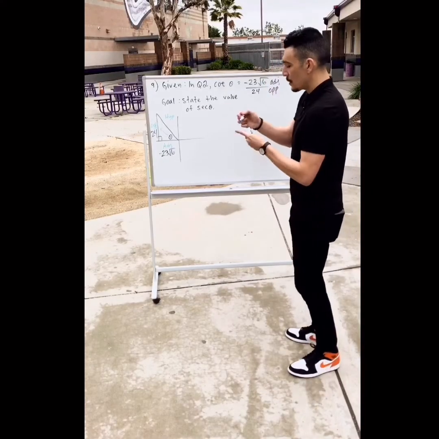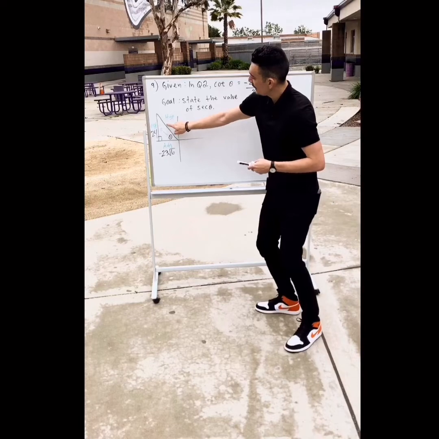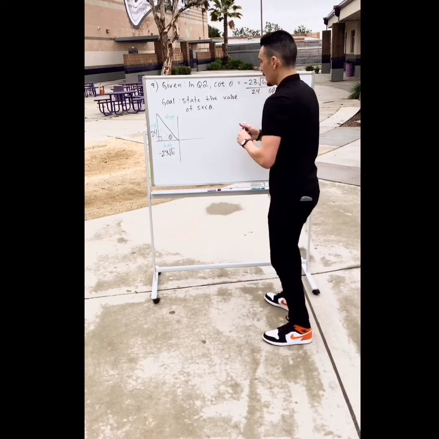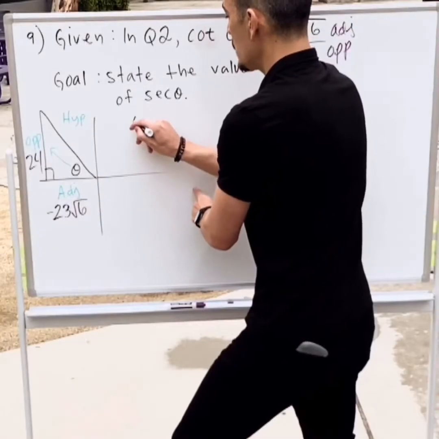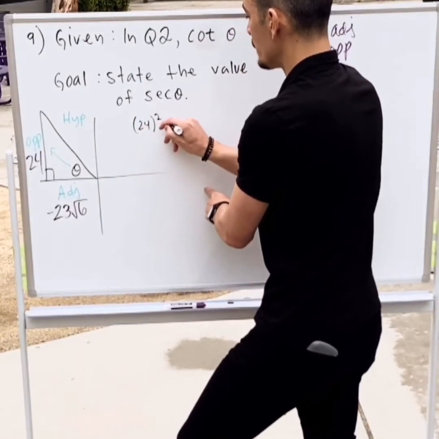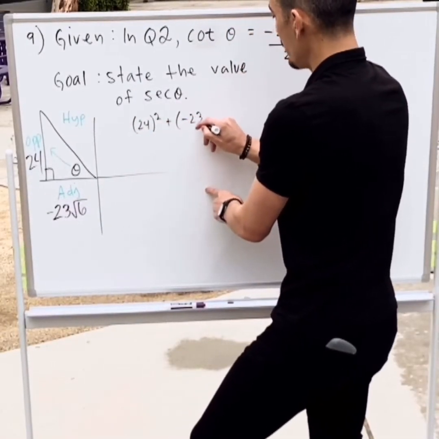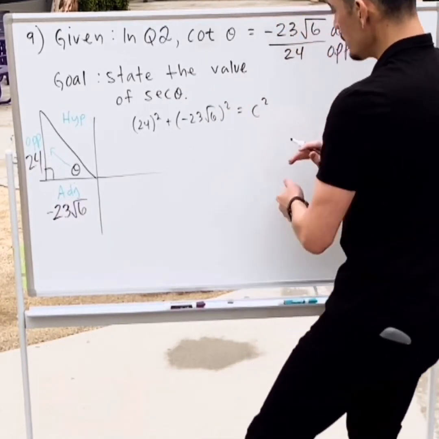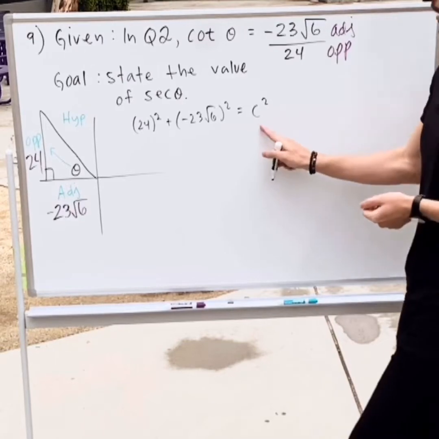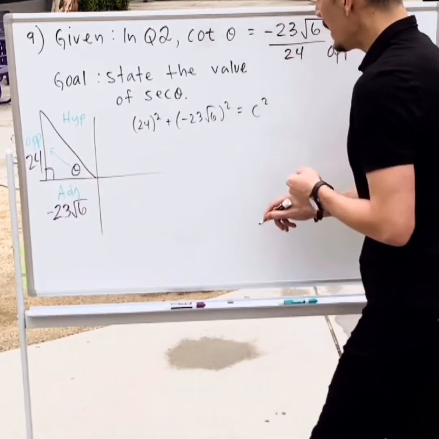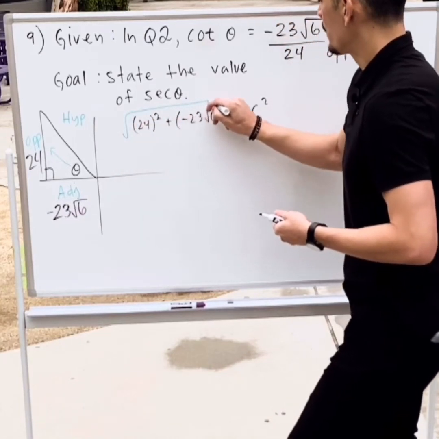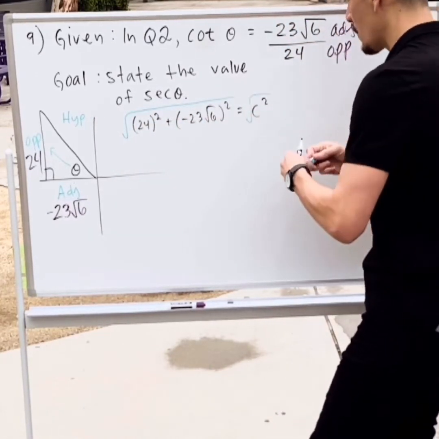Now, let's go Pythagorean theorem to find the missing piece here. So let's do some scratch work off to the side. So we have 24 squared plus -23 square root 6 squared equals c squared, where c is the hypotenuse. And you know that you're going to square root anyways. You know that you're going to square root.